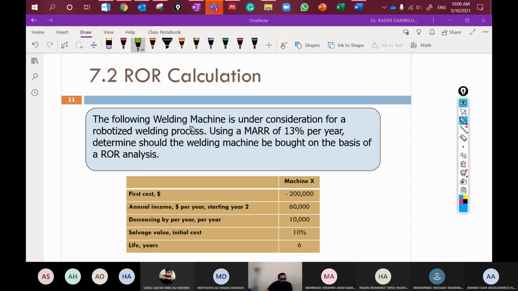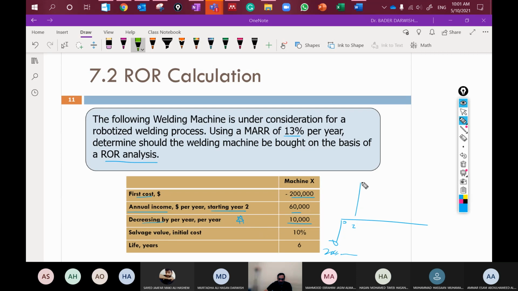Now, as you can see, the following welding machine is under consideration for a robotized welding process using a MAR of 13%. Determine should the welding machine be bought on the basis of a rate of return analysis. We have a fixed cost, 200,000, annual income, starting year 2, 60,000. So this is year 0, and the income starts at year 2 and decreases by 10,000. As you can see, it is dollars.